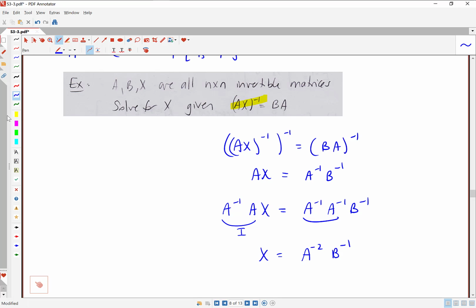So I would emphasize it's really important in this problem that A, B, and X are all invertible. In general, if someone gives you a matrix, it's not safe to assume that that matrix is invertible. You would have to be told that it has an inverse in order to think about using the inverse of that matrix.